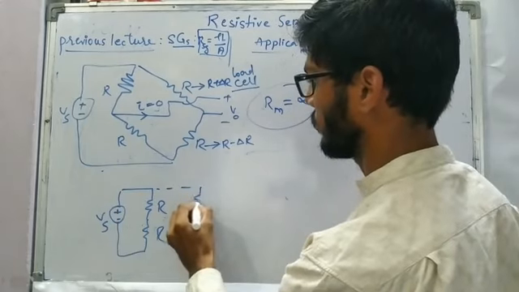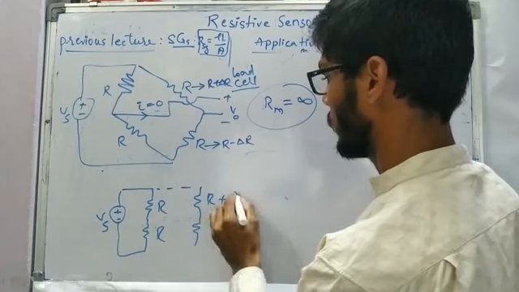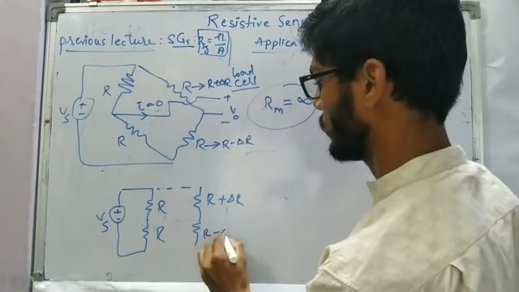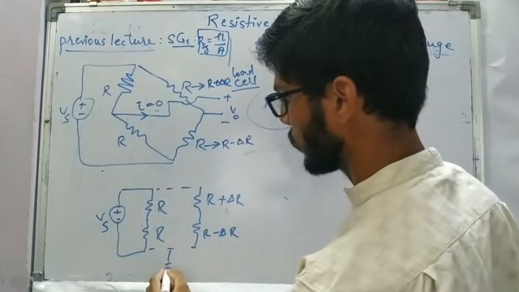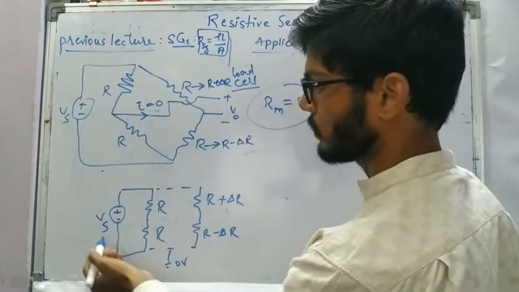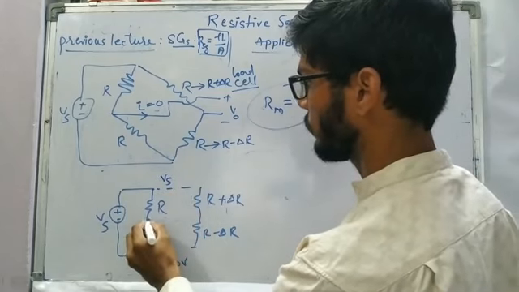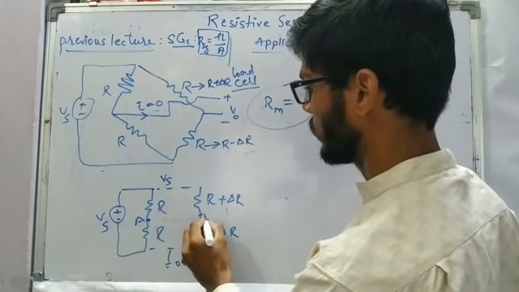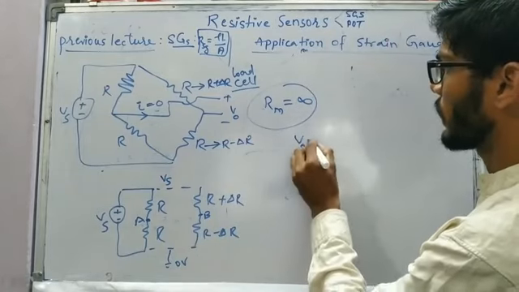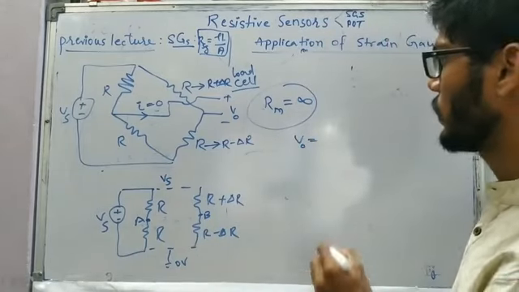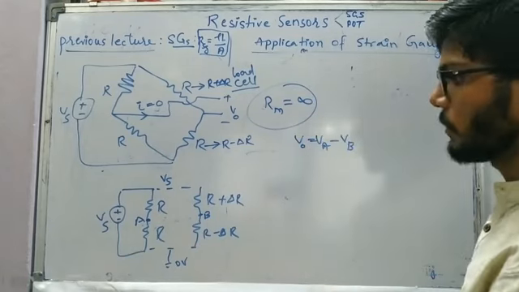and this is R plus delta R, this is R minus delta R. So now we'll take this particular point as 0 volt, so the voltage difference is Vs, so here it is going to be Vs. And now let's take this point as A and this point as B. And now we wish to calculate the output voltage V0. So V0 is going to be voltage at point A minus voltage at point B.